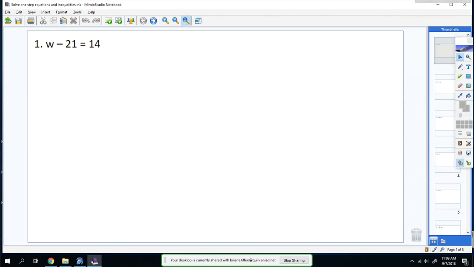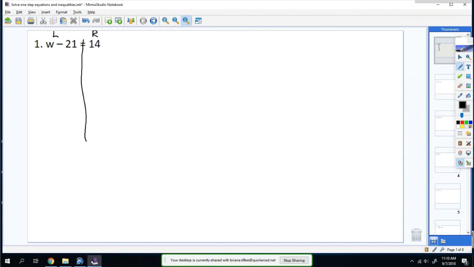Okay, so today we're going to be solving one-step equations and inequalities. Y'all did this last year in 6th grade, so it's just a little quick review. When we solve equations or inequalities, I like to draw a line and separate it into a left side and a right side. That way it helps me keep track of my work.